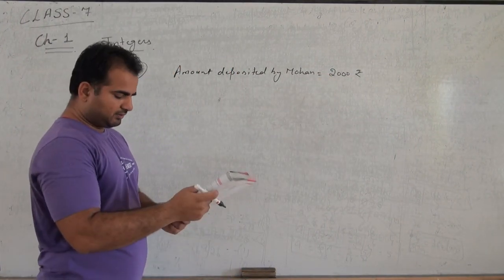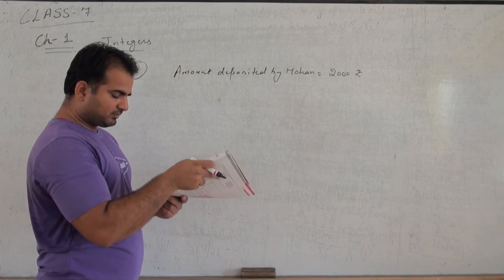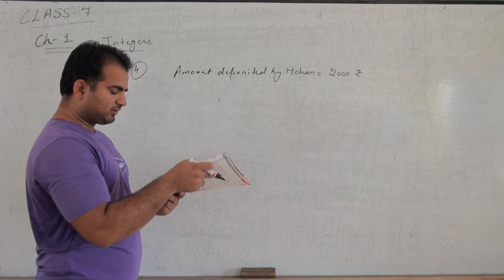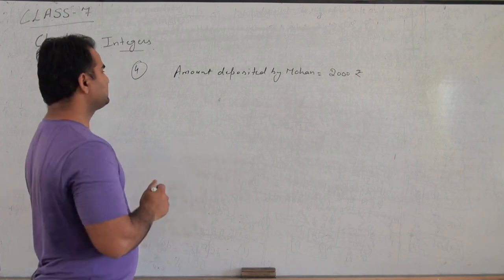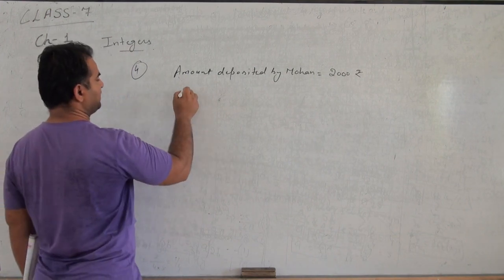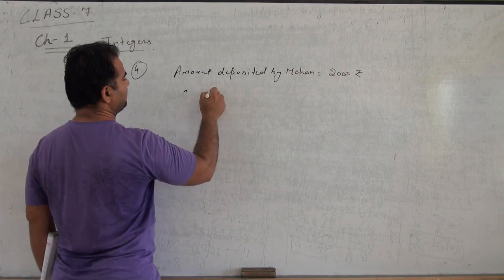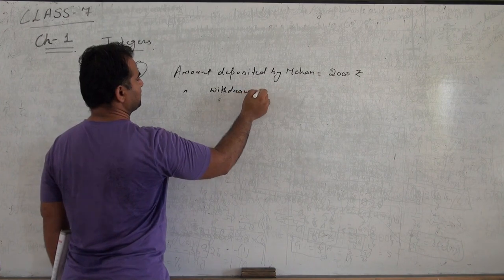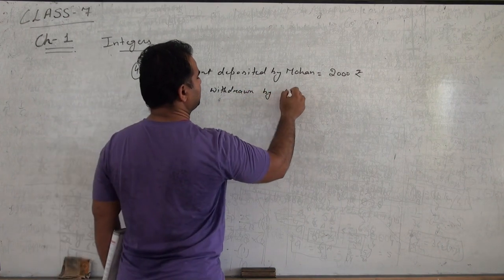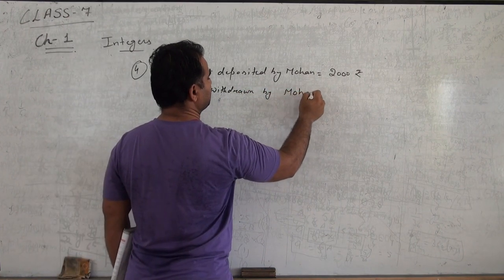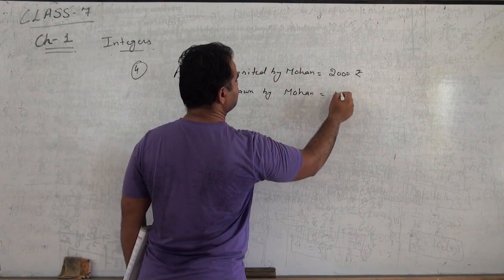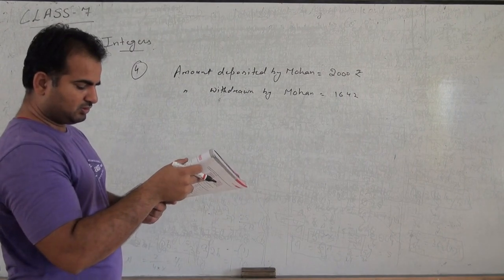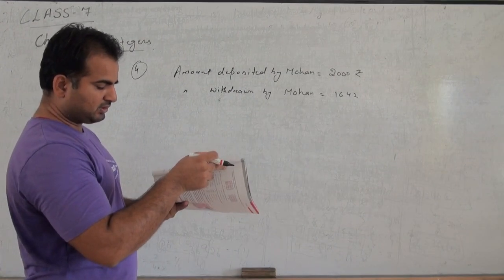Okay. Next, what happened? He withdraws 1642 rupees. Amount withdrawn by Mohan is 1642 rupees. Okay.